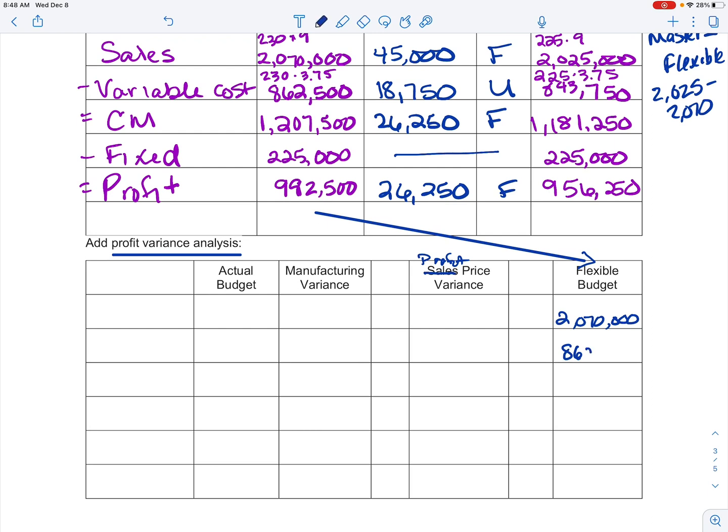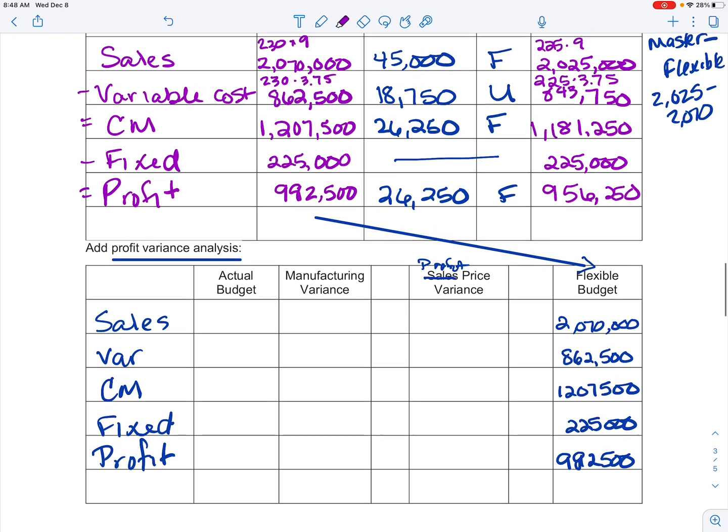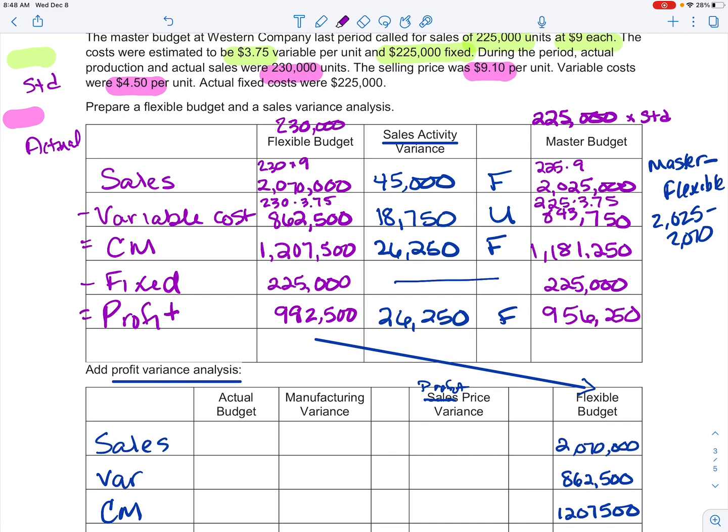Just bringing all the numbers down that I just built. Oops, that's an 8. I'm still comparing my sales minus my variable costs equals my contribution minus my fixed costs to give me my profit. So now, when I look at the actual budget, remember I'm looking for those pink numbers.